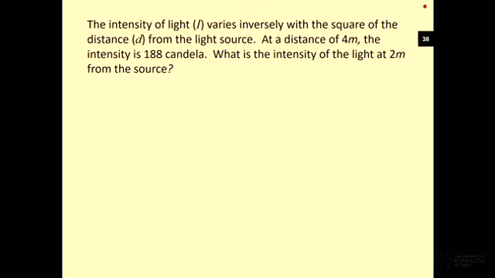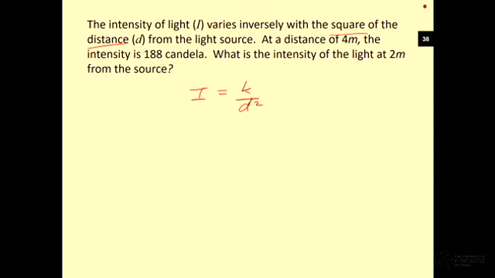The intensity of light, I, varies inversely, which tells me the other one's going underneath, with the square of the distance from the light source. What completes this? D squared. Okay, so chuck two things: the word squared of D and the word inverse. Inverse says, down it goes, the square of the distance.